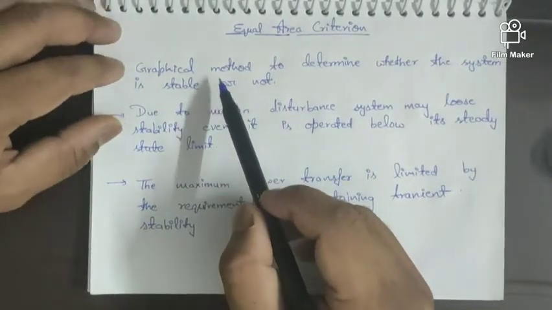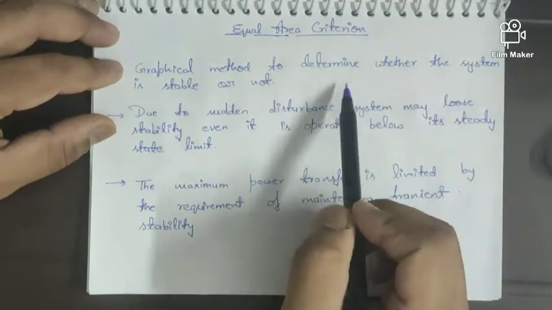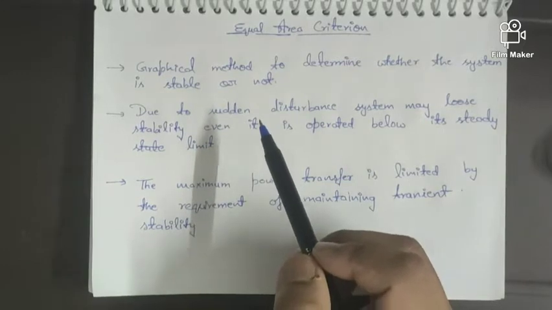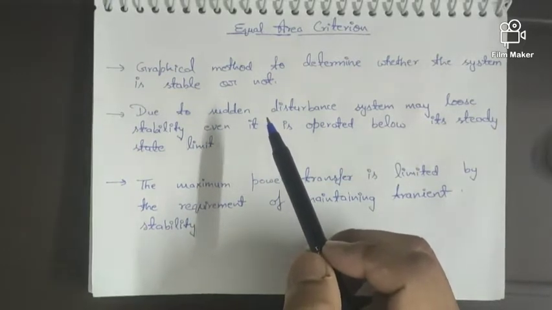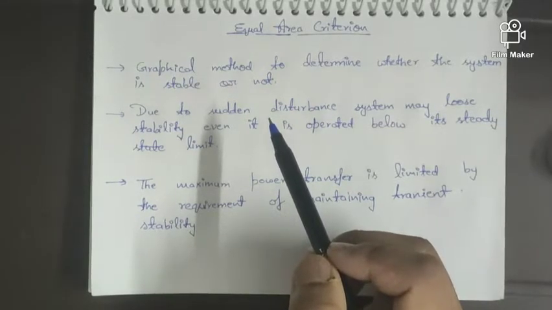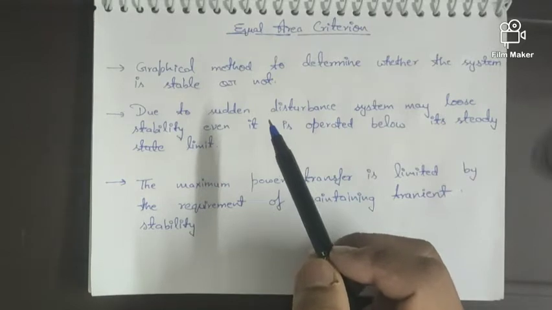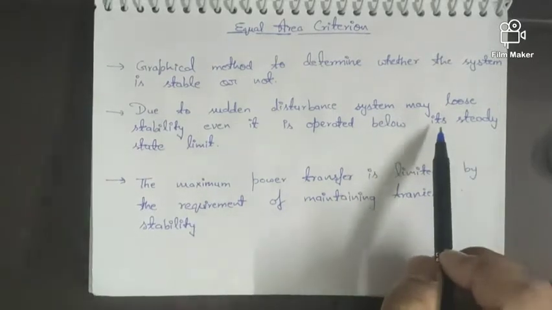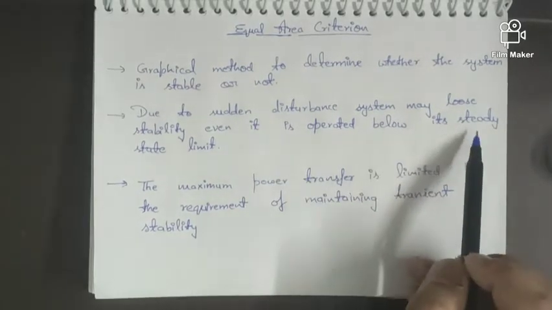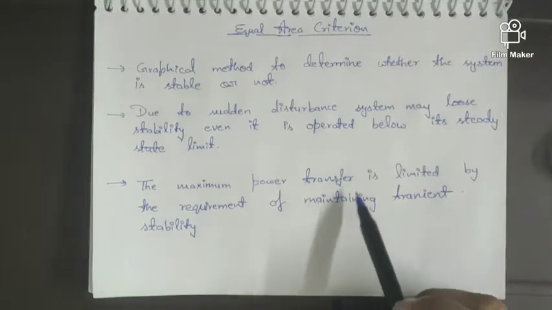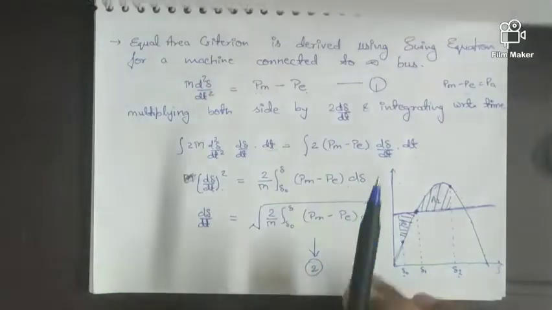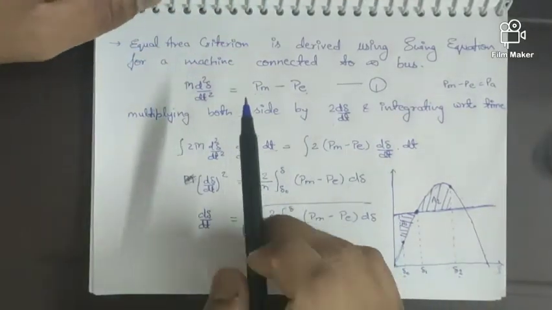This equal area criteria is a graphical method to determine whether the system is stable or not. We will see with some derivation what this criteria is, which is useful to find out whether the system will remain in synchronism or not, or whether steady state operation will be ensured or not. Due to a sudden disturbance, the system may lose stability even if it is operated below its steady state limit. So the maximum power transfer is limited by the requirement of maintaining transient stability. So let's see what the equal area criteria is. First we need to derive this criteria.